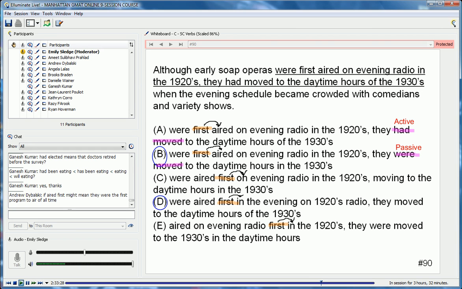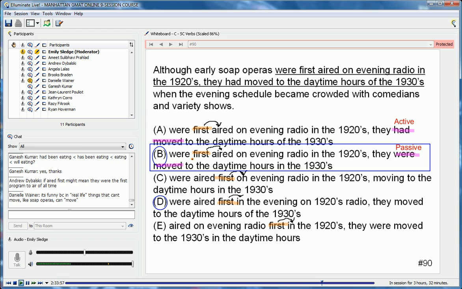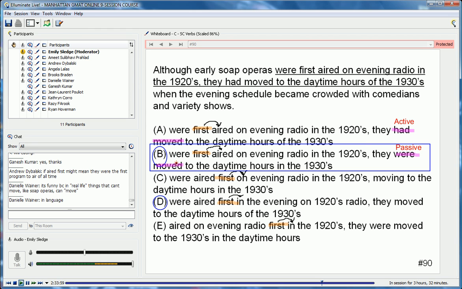So the question really is here, did the soap operas move themselves, or did someone move the soap operas? And this is how the GMAT makes sort of an esoteric grammar choice kind of clear. It just simply doesn't make sense that the soap operas move themselves. Someone would have to do it, right? Like a programming director. And so we want the passive voice. B is the correct choice for that reason. We need the passive voice in that were first aired by someone.